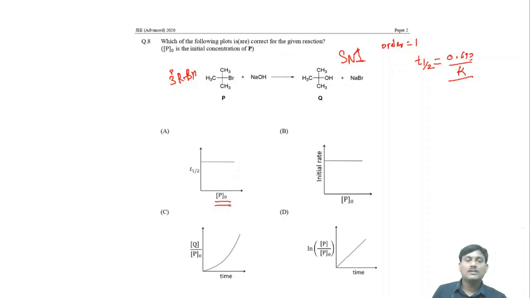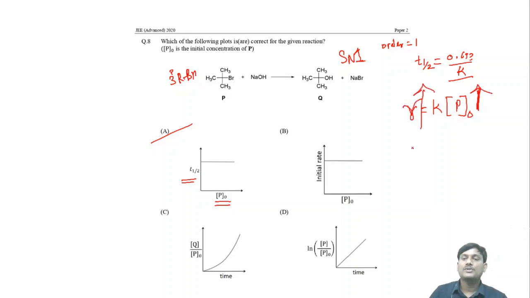So when you take a graph between P0 and t1/2, the t1/2 value is constant. It means it is parallel to the P0 axis. So this one is correct. And if you take B, the initial rate is equal to k into the initial concentration P0. As the initial concentration increases, the initial rate increases. So the graph should be like this.